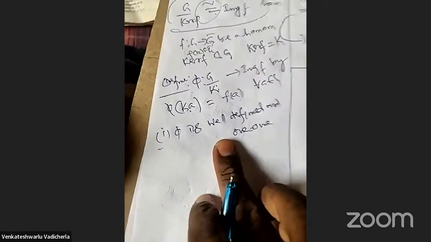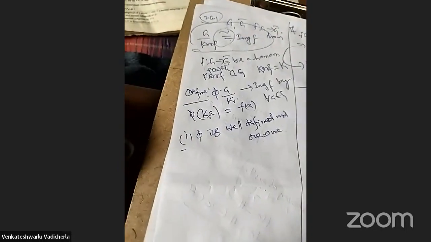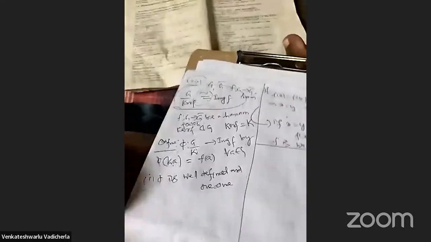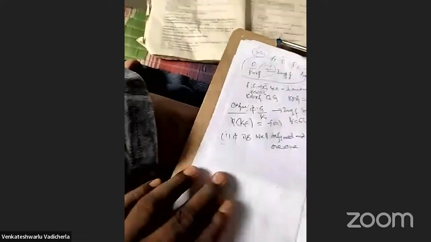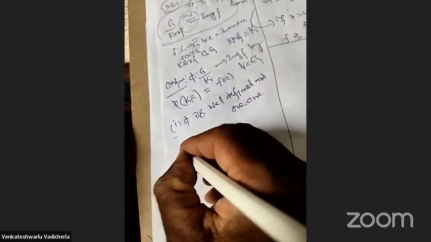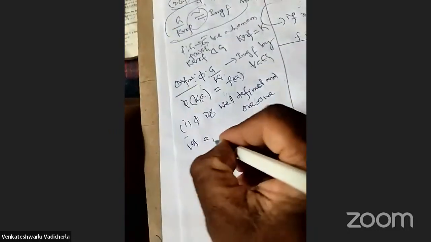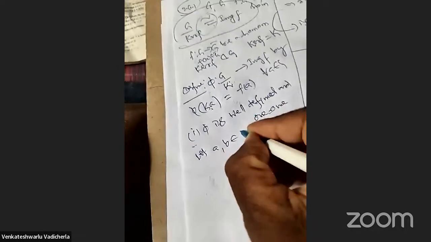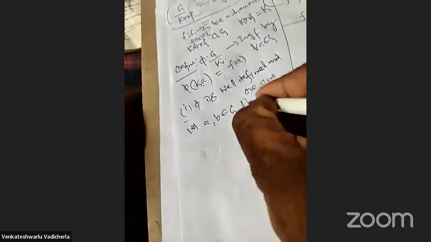So this is your lower class. I am taking f. f is well defined and one-one, I will show it at once, this function closes at once. So first of all, f is well defined. I am to take let a comma b be elements of G, and I will elaborate the steps.